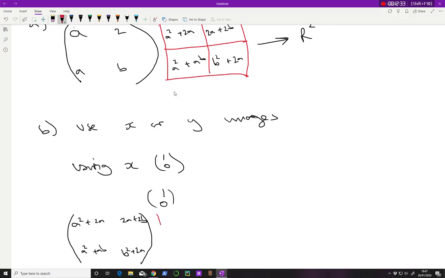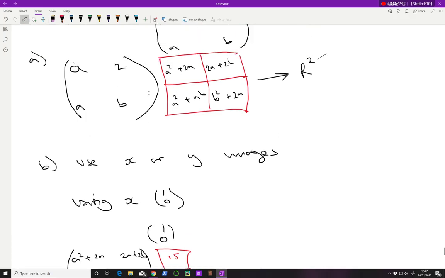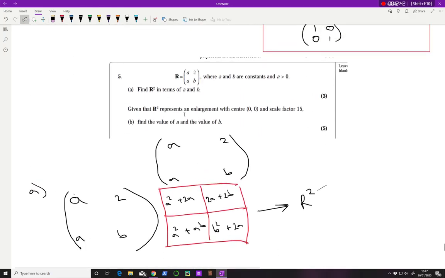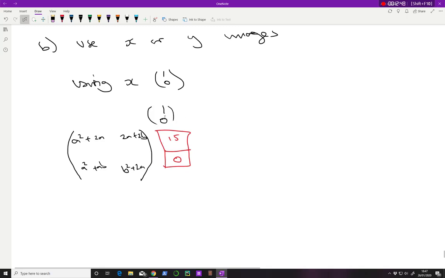Down here, I'm going to get 15, 0. Because going back to the question, it says that R squared represents an enlargement with center 0, 0 and scale factor 15. So I've stretched this by 15. I've simply multiplied it by 15.